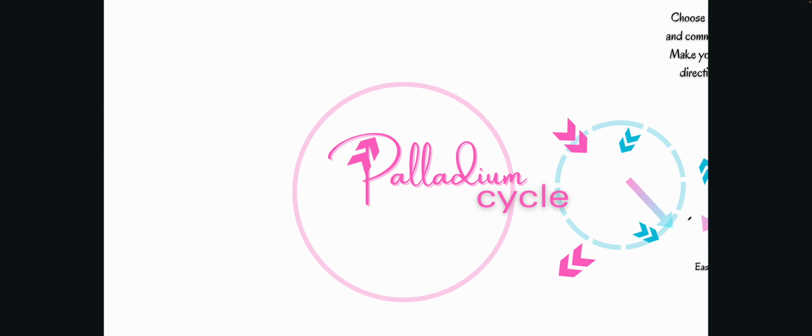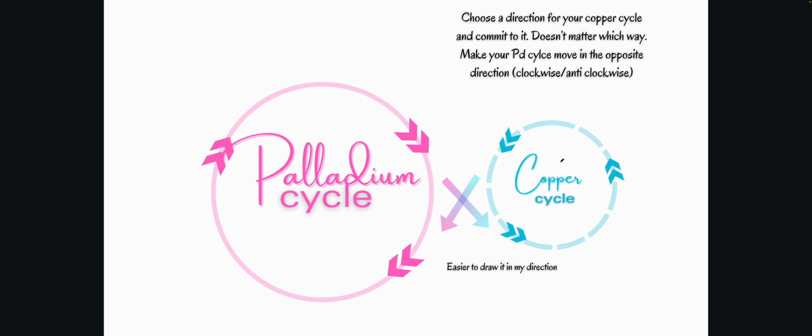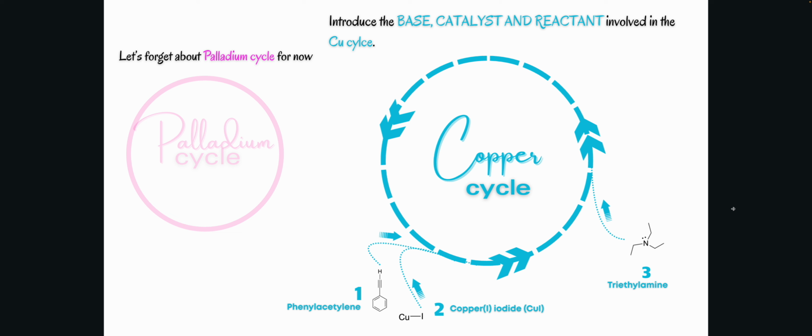I thought it's a good idea to start with the copper cycle, but before I do that, just another tip: make sure that your cycles are in the opposite direction, one clockwise and one anti-clockwise. It would be wise to make it the same as me, the palladium clockwise, because that way you don't have to bother about figuring out everything in mirror image. So here's the copper cycle. We start with it because it's so much easier than the palladium cycle, and for now we forget about this.